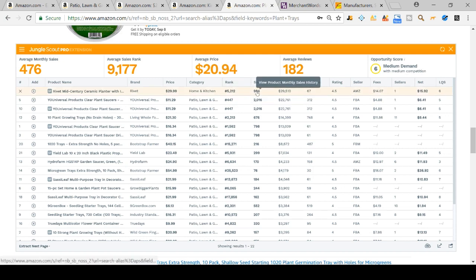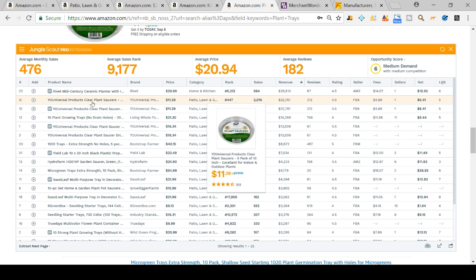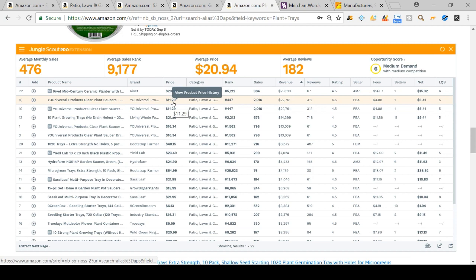And also this data, the number of sales, this is not accurate. So this is just an average. So let's see what this seller is doing. It's selling for $11.29. It's doing 22,000 in sales. It has a 4.5 star rating. It has 312 reviews, and the product is fulfilled by Amazon, which means the stock is in Amazon's warehouse.